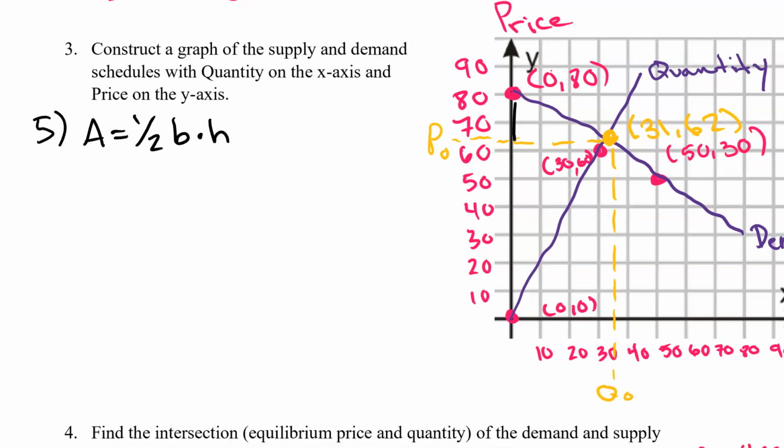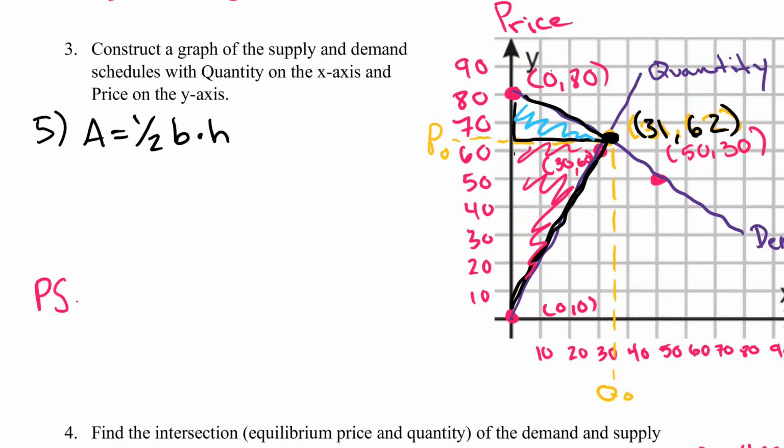So we've got our top triangle here. Remember this point, (31, 62). That's going to be our consumer surplus. And then we've got the bottom triangle, and that's going to be our producer surplus. So we'll do our producer surplus first.